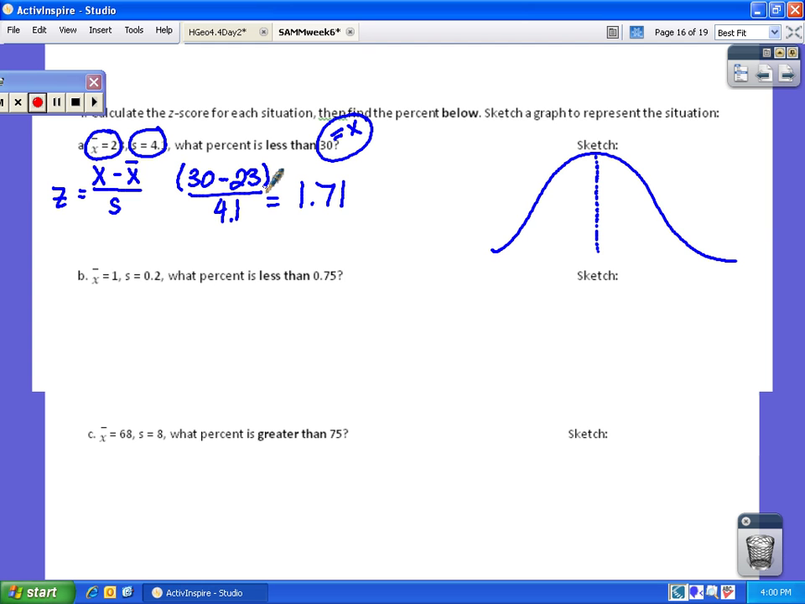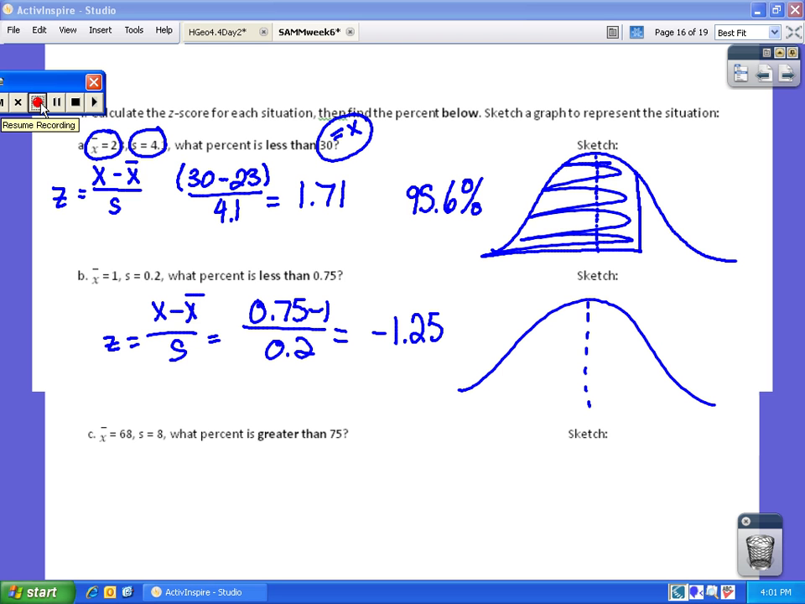On my sketch, 1.71 is going to be around here. Since I want the percent less than, I'm going to shade to the left. Using your calculator, type in normal CDF, negative E99, comma, 1.71, and you'll find that 95.6% of the data are less than 30. If you don't have a calculator, you can look up 1.71 on your z-score table, and you'll get the same answer.